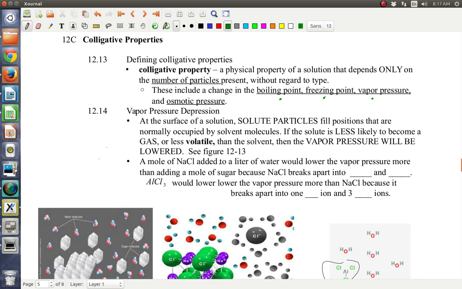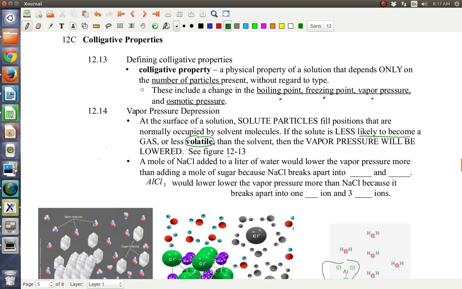At the surface of the solution, the solute particles fill positions that are normally occupied. If the solute is less likely to become a gas, or less volatile, then the vapor pressure will be lowered. Volatile means how likely it is to become a gas.